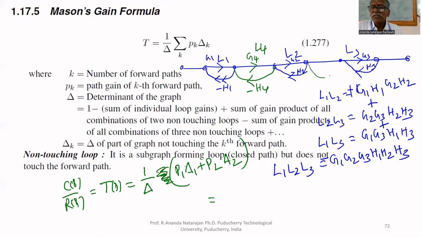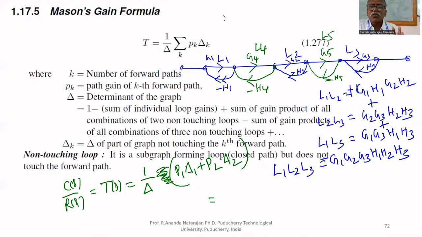Similarly, suppose here one loop is there. This is G5, H5. L2 and L3 are not touching, but L2 and this L5 are touching, but there is no common element. So don't take this for granted.